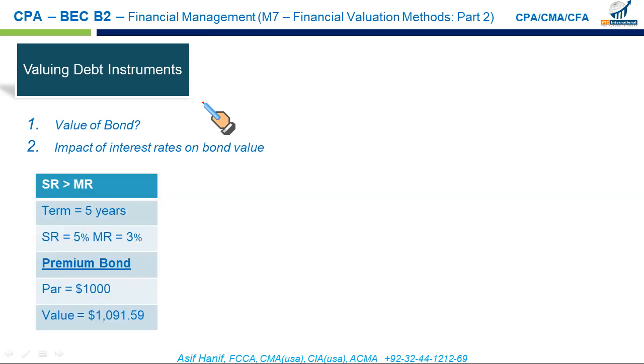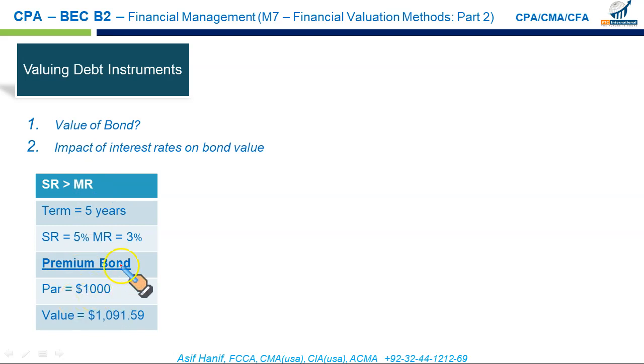Now let me explain how the market rate at the date of issuance and the stated rate are linked. Let us take an example. Let's say we have a bond that has a 5 years term. We are offering 5% return. This is called the stated rate. But at that time when we issued the bond, the market rate was 3%. My rate is 5%, market rate is 3%. Since the stated rate is higher than the market rate at the date of issuance, the bond is called a premium bond, with a par value of $1,000.